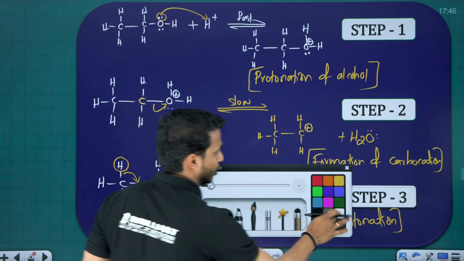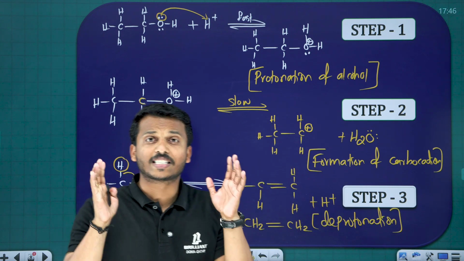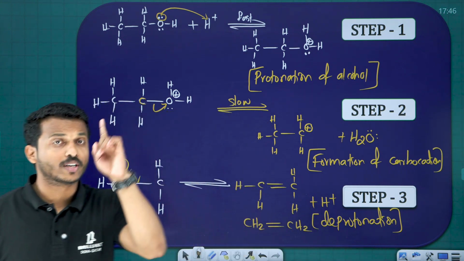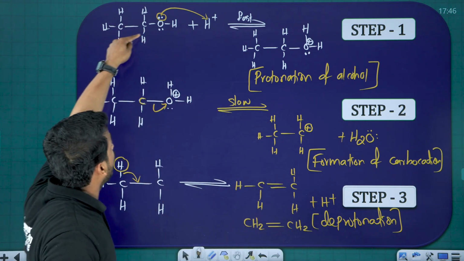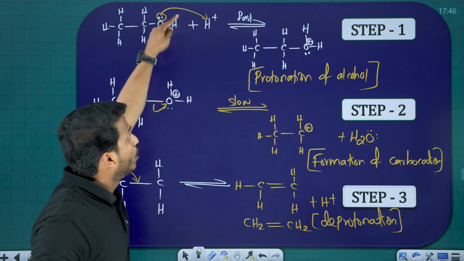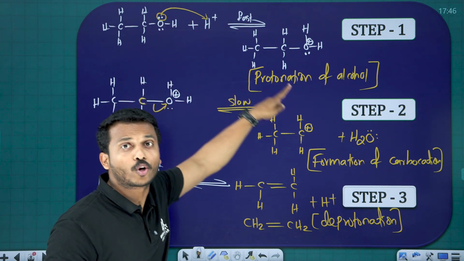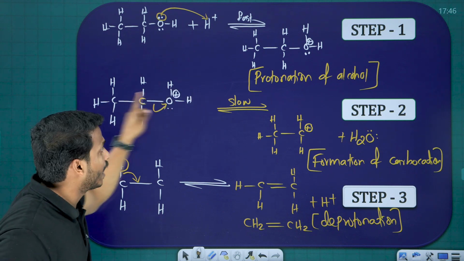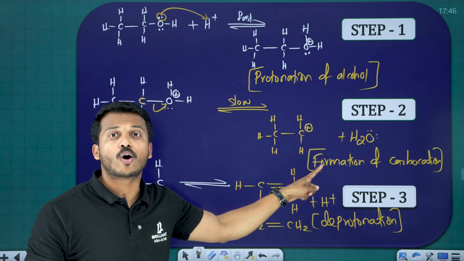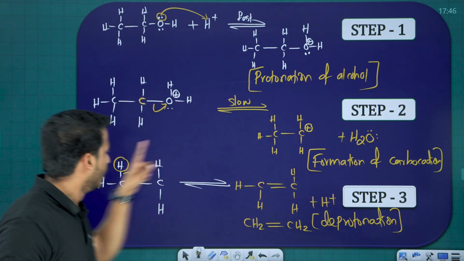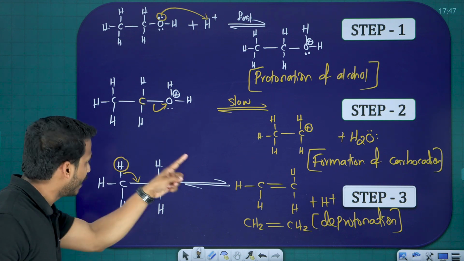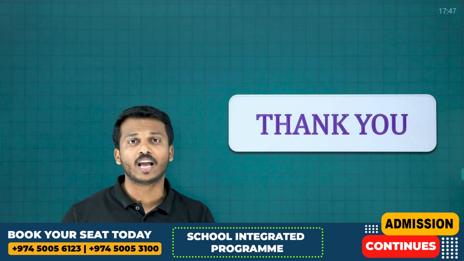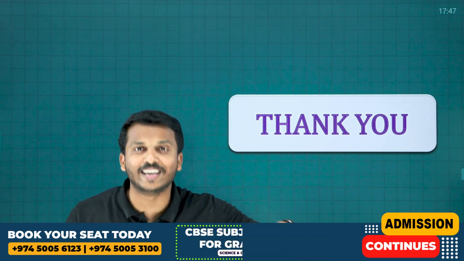Okay, deprotonation. So dear, this is the mechanism to convert ethanol to ethene. First step, don't forget, ethanol reacts with the acid, and the process is called protonation of alcohol. After that, water is removed and you get a positive charge on carbon, called formation of carbocation. Third step, removal of this H plus, is called deprotonation. This is the way you can convert ethanol to ethene. Thank you.